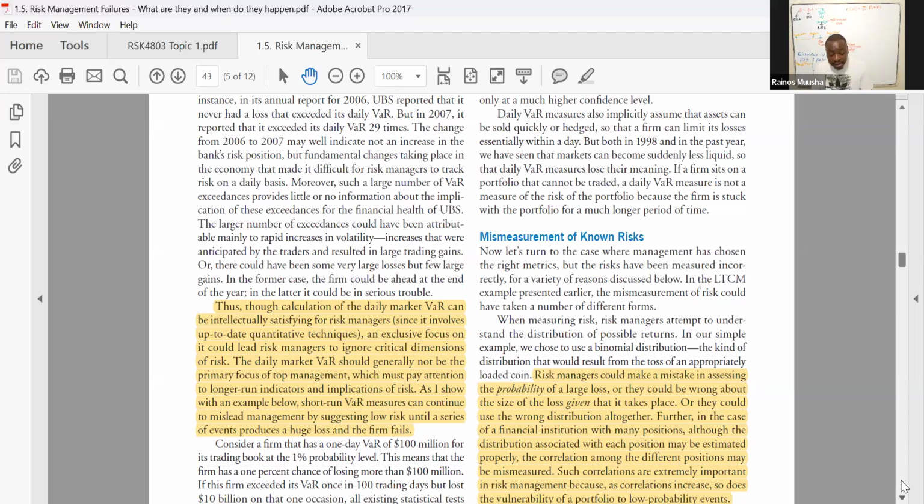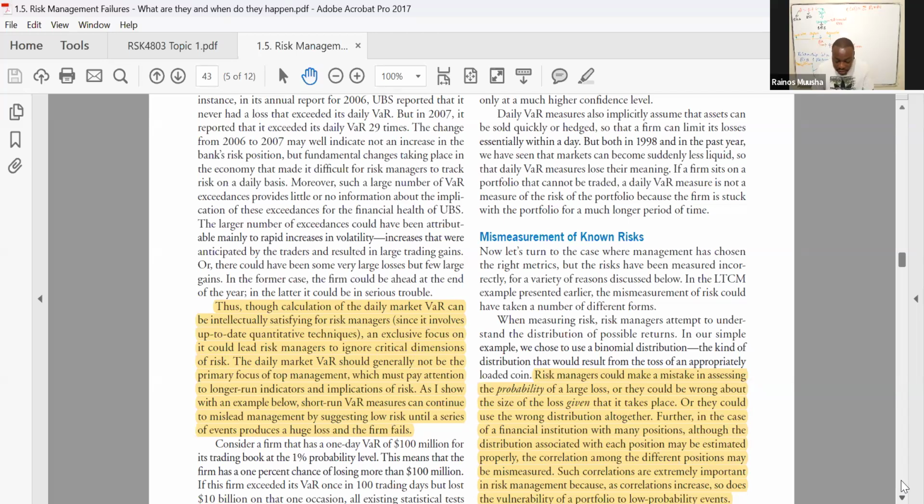If the losses happen, it means that you might end up having a situation where it ends up affecting the going concern of the business. So let's say the calculation of the daily market value at risk can be intellectually satisfying for risk managers, since it involves up-to-date quantitative techniques. An excessive focus on it could lead risk managers to ignore critical dimensions of risk.